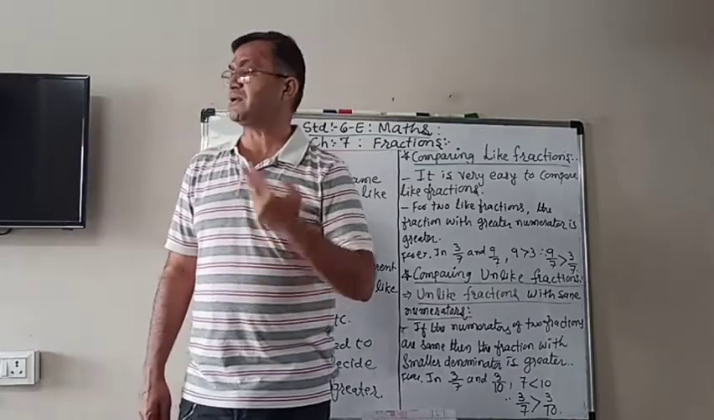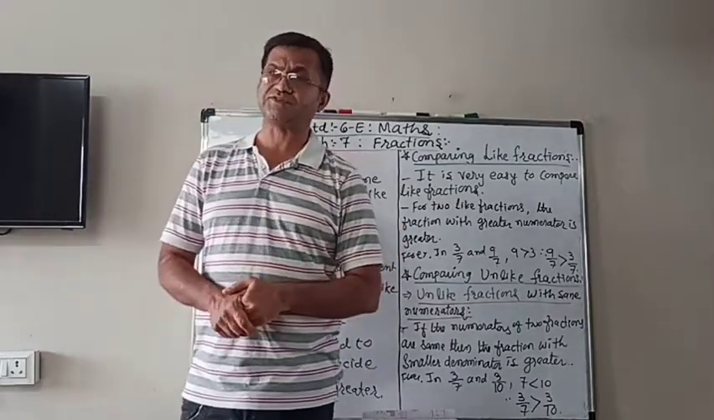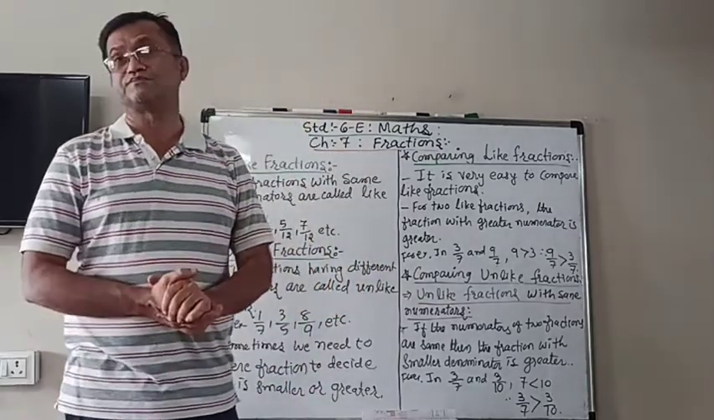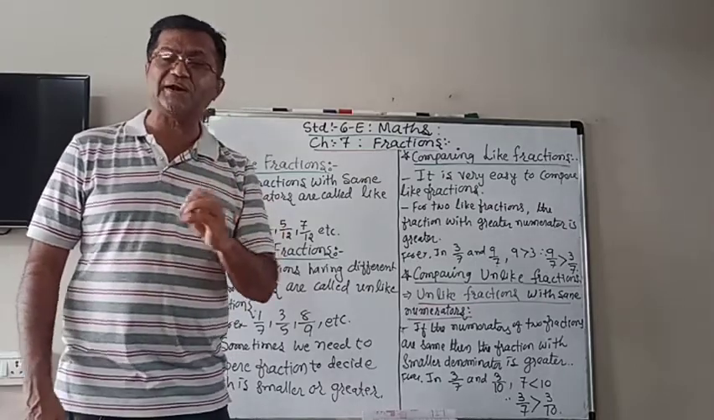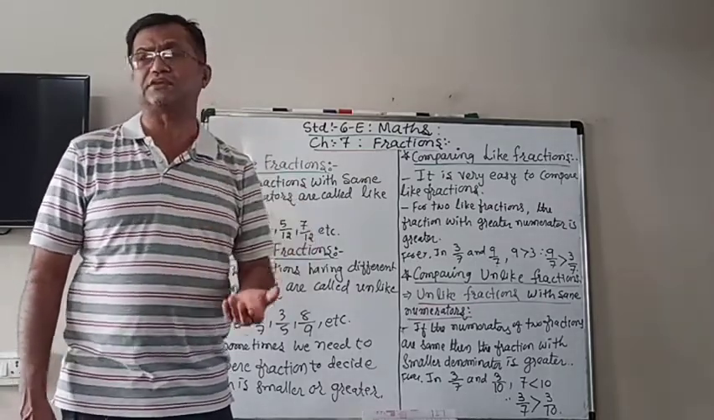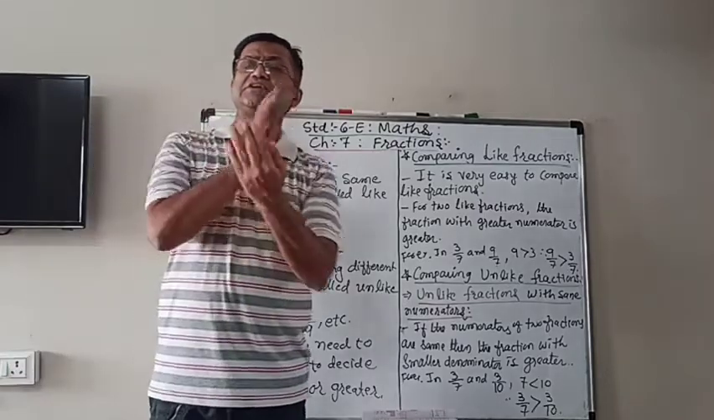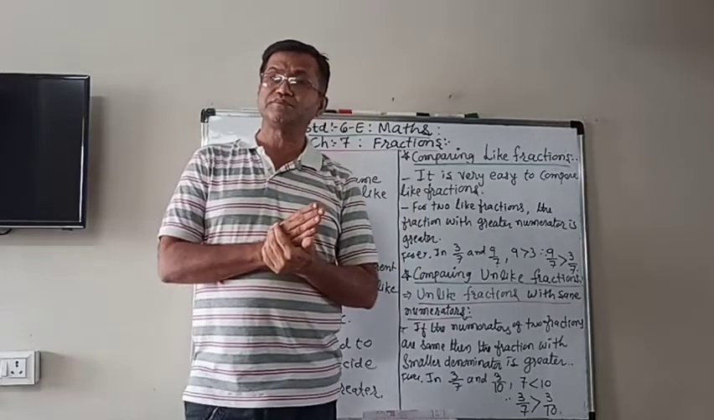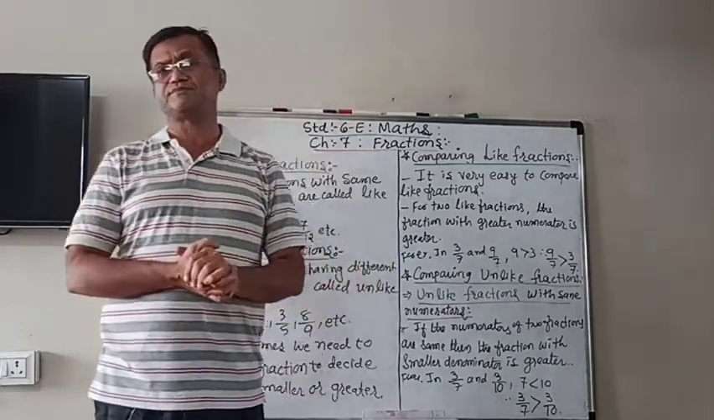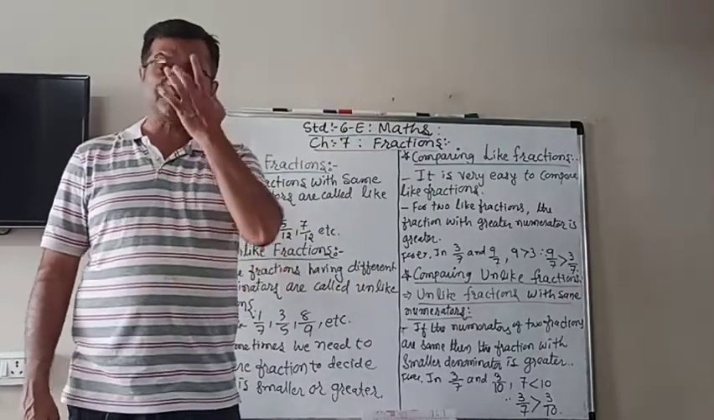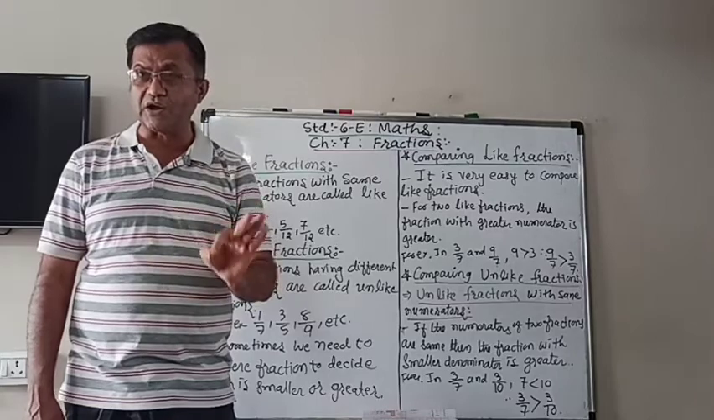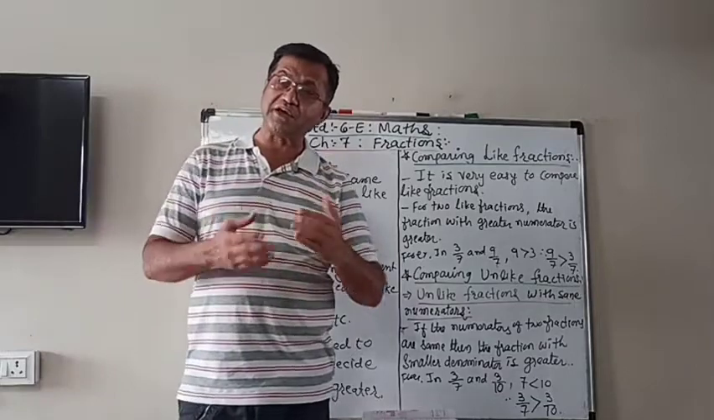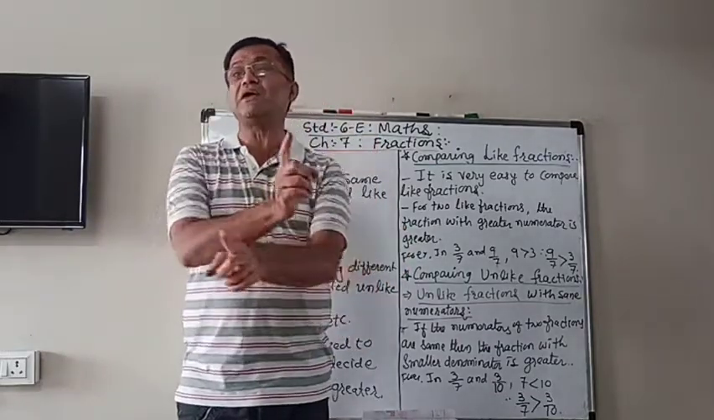Now in this situation also there can be two types of unlike fractions. Some unlike fractions are such that their numerators are equal. When the numerators are equal but the denominators are different, it is a little different from like fractions. Here we have to compare the denominators.